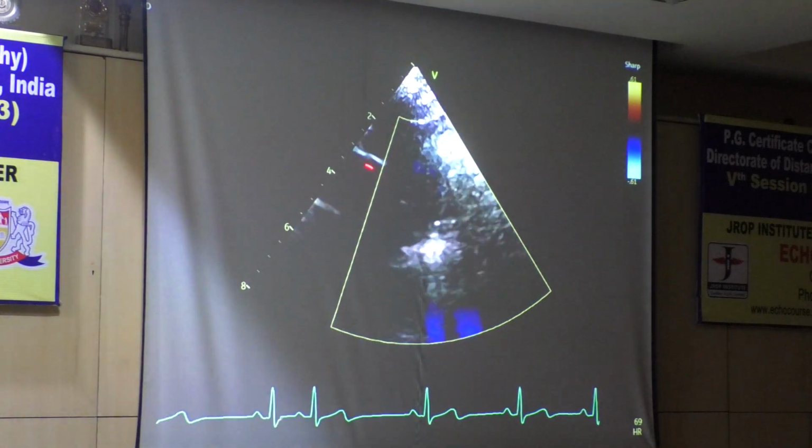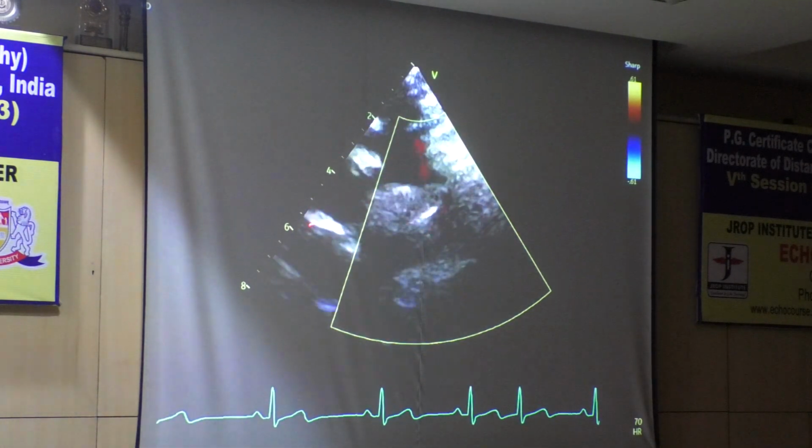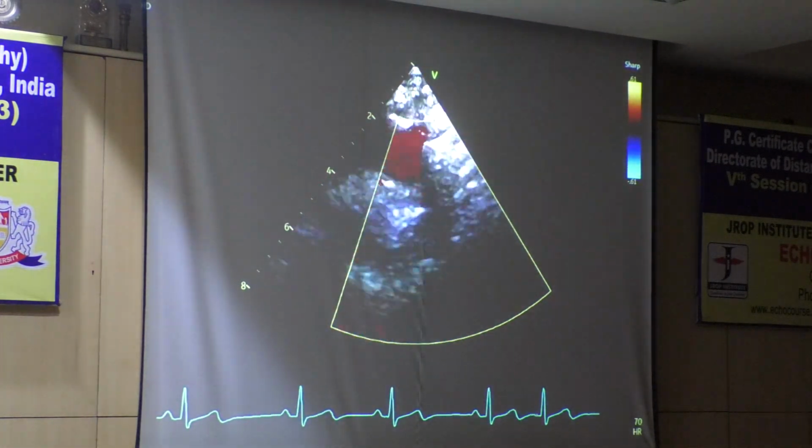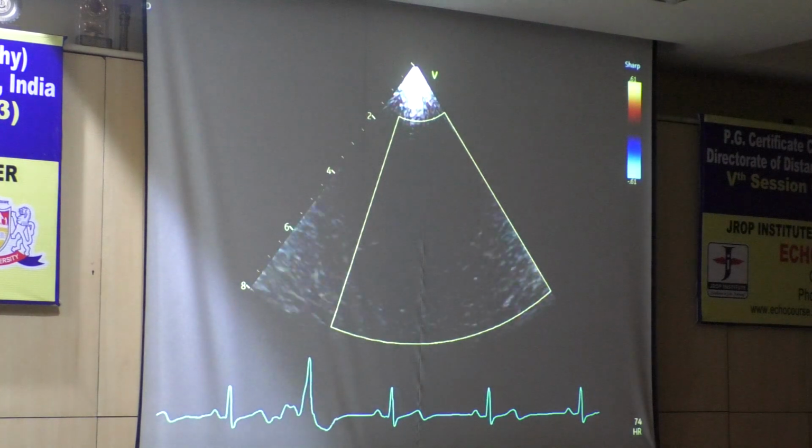And the branches, pulmonary artery. Correct. The RPA will be seen just behind the aorta. It's the right pulmonary artery. And one more view before I switch over to my slides.